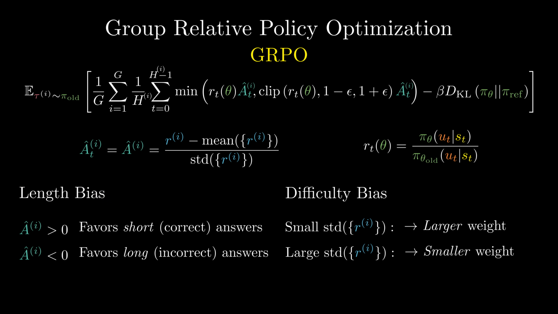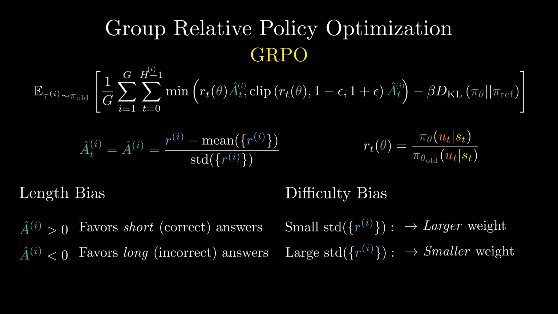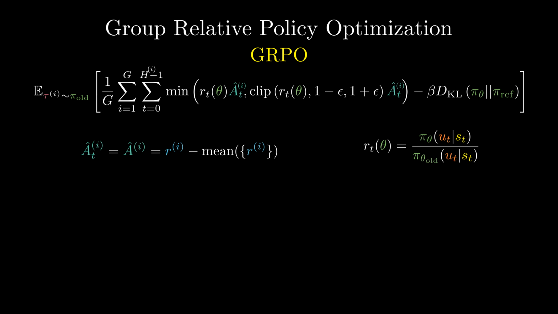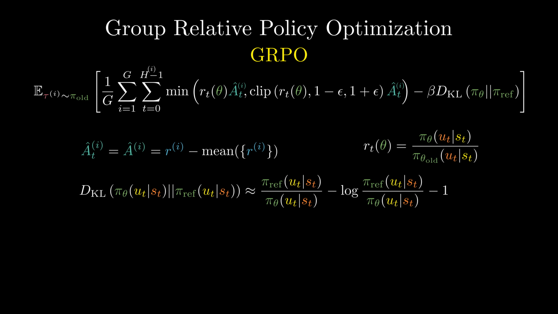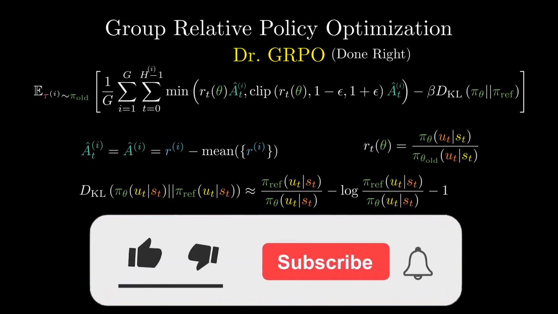To counter these issues, we remove the normalization by path length to address the length bias. We eliminate the division by the standard deviation to tackle the difficulty bias. This refined variant is called Dr. GRPO. It delivers similar performance levels without artificially inflating the chain of thought reasoning paths.